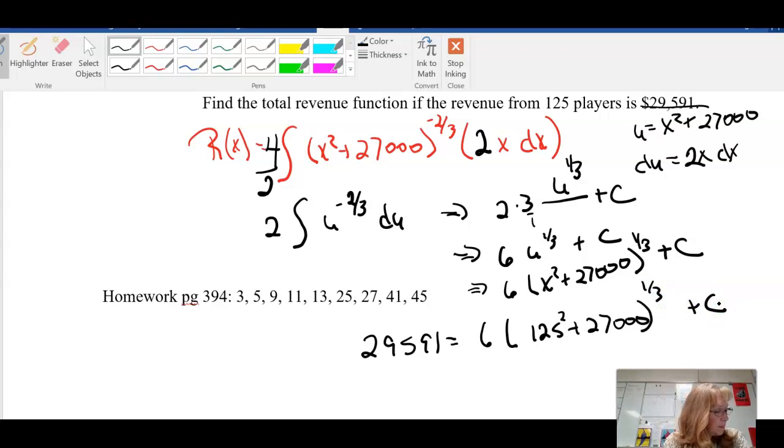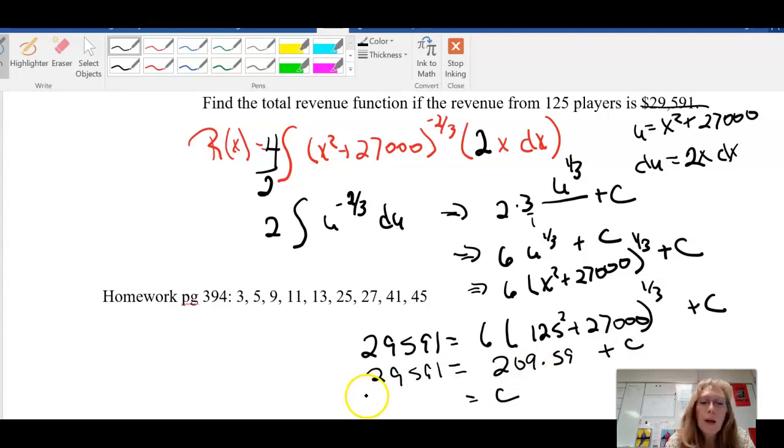You're going to plug all this in. Okay, I plugged all this in at one time. So we have 29,591 equals roughly 209.59, because we're in dollars, so I just round it to 2 places, plus c. You're going to subtract that, so c equals 29,381.41.